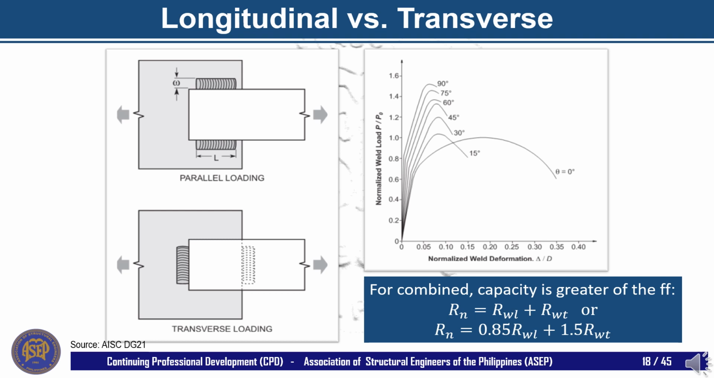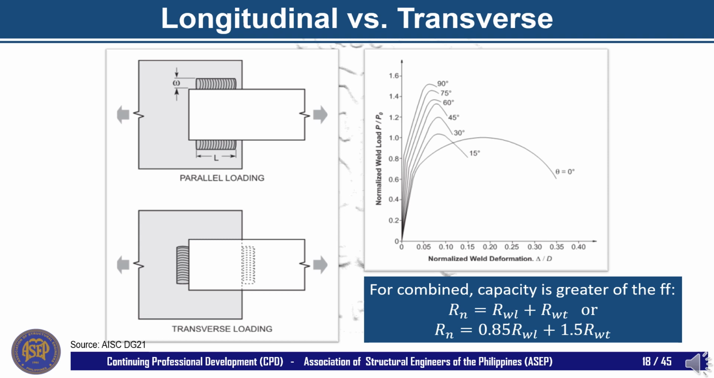However, along with the increase in strength of transverse welds, there is a decrease in the deformation capacity before failure, as shown in the graph. If significant post-yielding deformation capacity is desired, longitudinal weld is preferred.